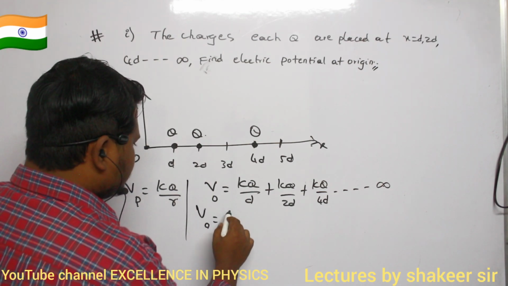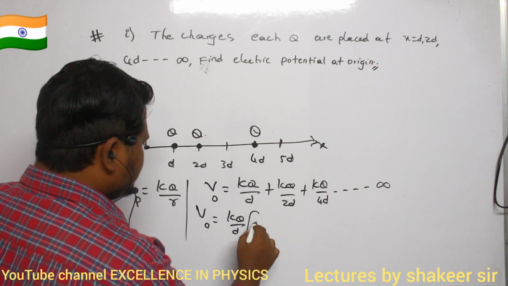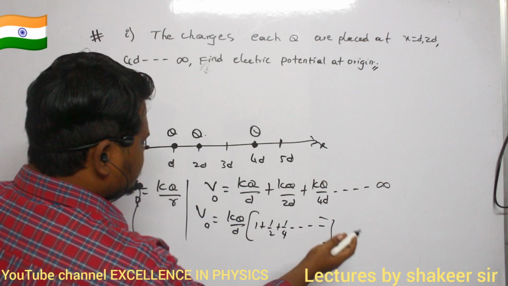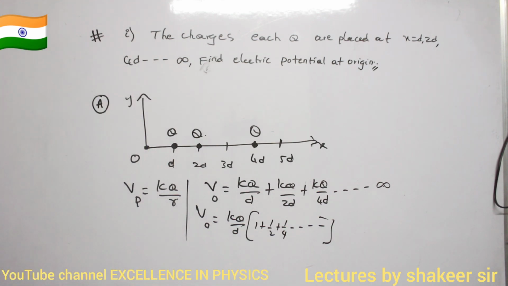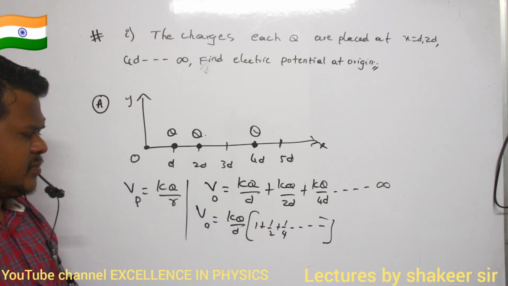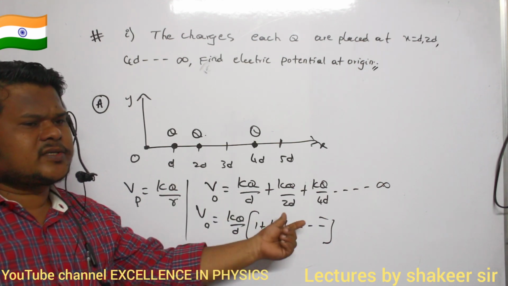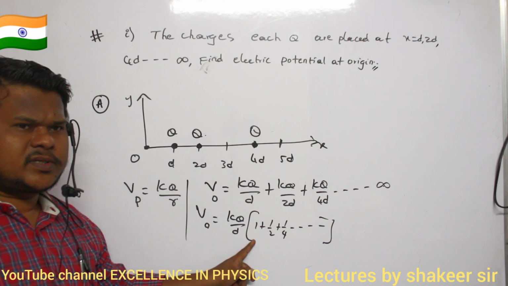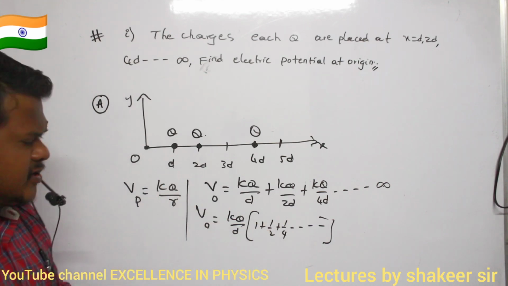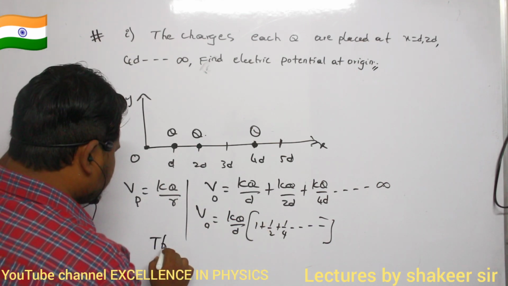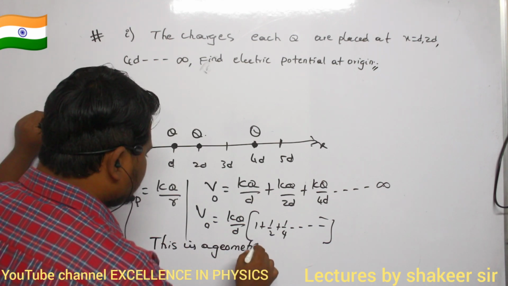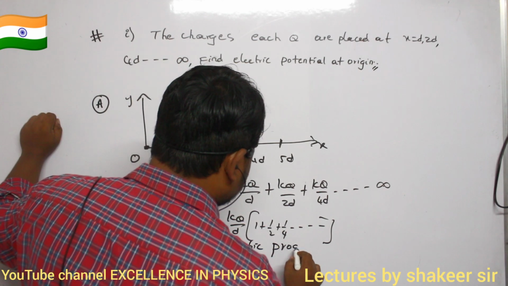So V naught is equal to KQ by d if I take it common. Then it is 1 plus 1 by 2 plus 1 by 4, and it goes on like this. What kind of progression is this? This is a geometric progression, because the ratio of two terms is commonly 1 by 2. 1 by 2 divided by 1 is 1 by 2, and 1 by 4 divided by 1 by 2 is also 1 by 2. So this is a geometric progression.